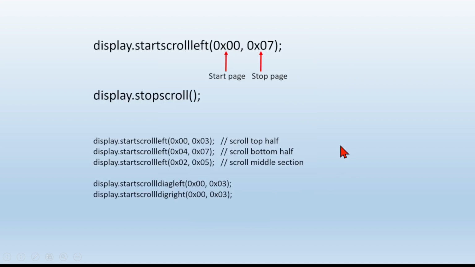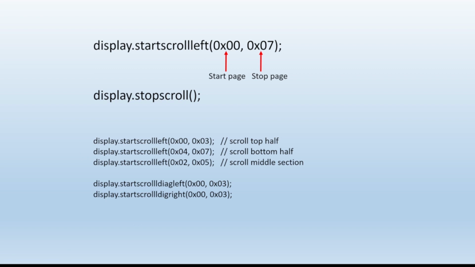Knowing that, we can do some simple scrolling. The command that says scroll left has what page you want to start with and what page you want to stop with. So in this example, we're scrolling the entire screen, all 8 pages, page 0 to page 7. So they're all going to scroll until you say stop the scroll. It could scroll right, but we're looking at scroll left here.